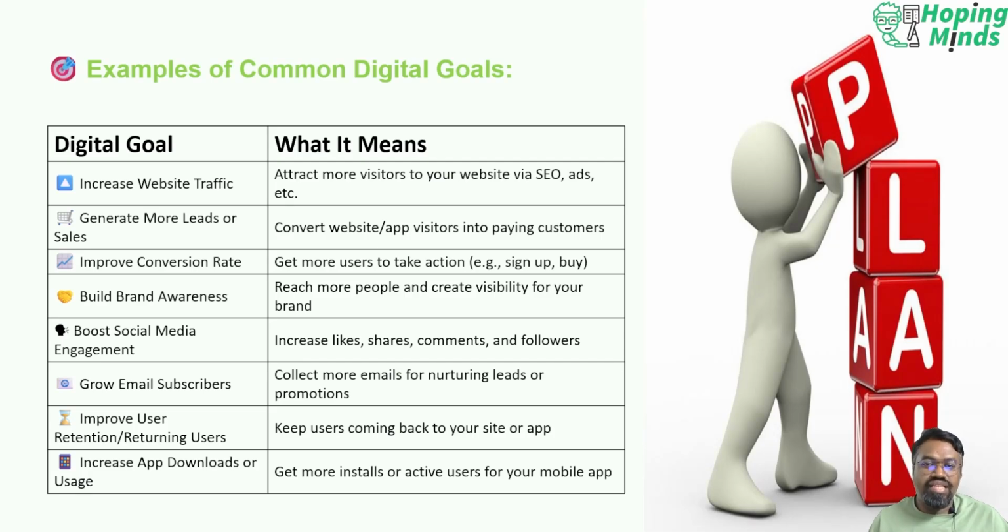As I told you, first could be increasing website traffic and then generating more leads or sales. Another could be improving the conversion rate, getting more users to take actions, for example, signing up or buying things, right? Then there is one more thing we could do, which is build brand awareness, reach more people, and create visibility of your brand. We can do it by boosting social media engagement, like increasing likes, shares, comments, and followers, right? We can even grow email subscribers. We can collect more emails for nurturing leads or promotions.